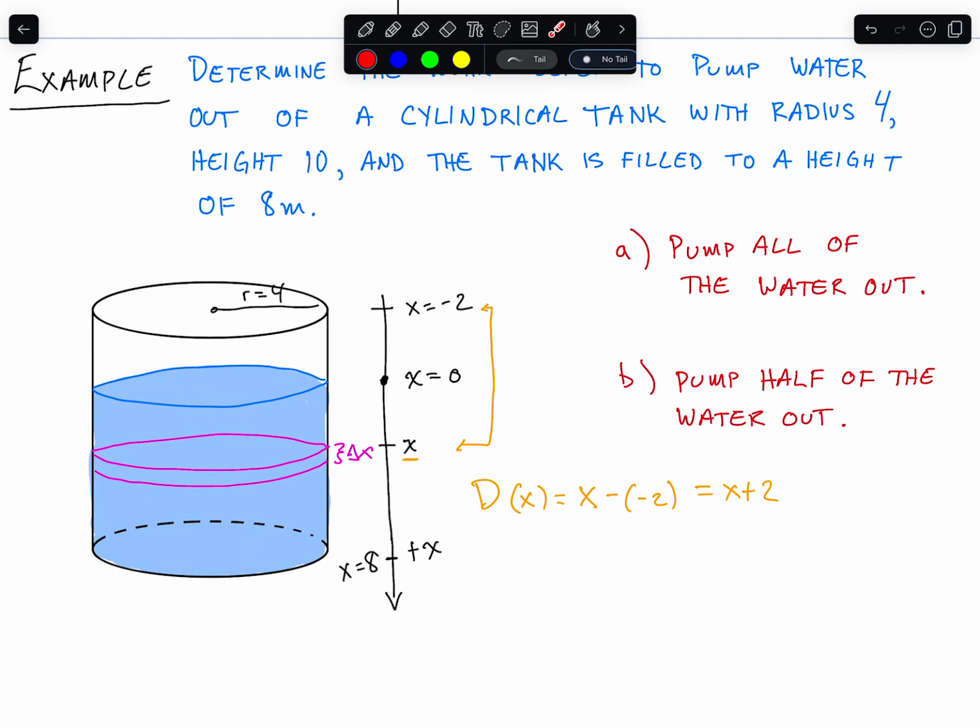The reason this is different than what we saw in class is that our origin is now moved to be at the water level instead of being at the top of the tank. So if we want to set up our work integral, we also need to figure out what the volume of a slice is. So at some x or x_k, our volume is pi r squared delta x. So the area of that circle times the thickness. And our radius is always 4, so we have pi times 4 squared times delta x. That gives us our volume.